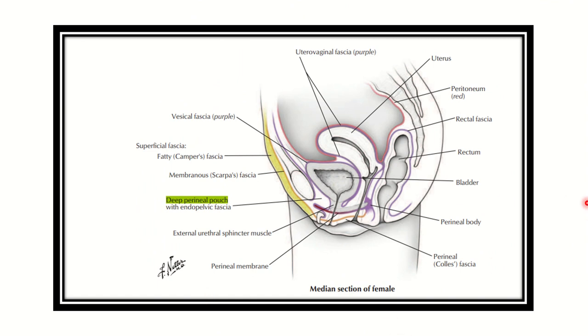So here, first of all, our task is to find out the perineal membrane. There, this is the perineal membrane. So the portion above, or deep to, the perineal membrane, this area is the deep perineal pouch, and anterior to the perineal membrane there is the superficial perineal pouch. So the deep perineal pouch and the superficial perineal pouch are divided by only one structure, which is the perineal membrane.